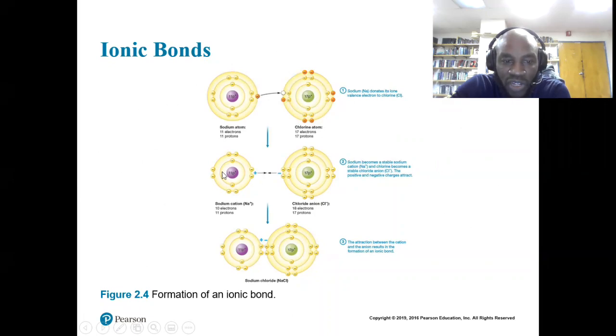Now sodium has a positive charge because it has 1 more proton than electrons. Chlorine has a negative charge because it has 1 more electron than protons. And because one is positively charged, a cation, and one is negatively charged, an anion, they bond together and form sodium chloride, salt.